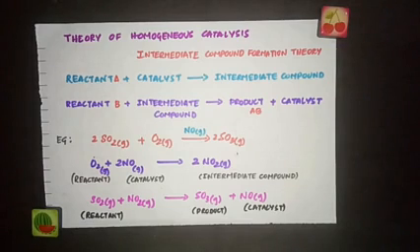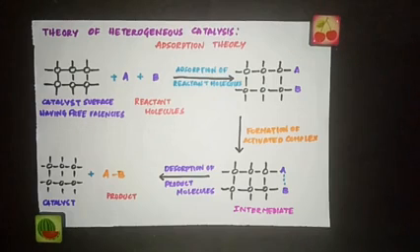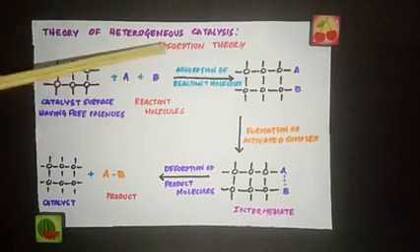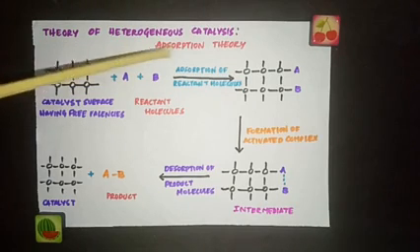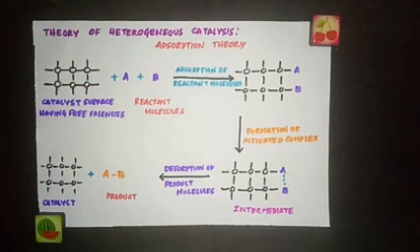Now let's see what is the theory to explain heterogeneous catalysis. Now the theory of heterogeneous catalysis. So what is heterogeneous catalysis? The reaction mixture and the catalyst will be in different phases. Then how does the catalyst help the reaction to speed up? According to the adsorption theory, we call this theory adsorption theory, which explains heterogeneous catalysis. What was the theory which explained homogeneous catalysis? It was intermediate compound formation theory. And this adsorption theory explains heterogeneous catalysis.